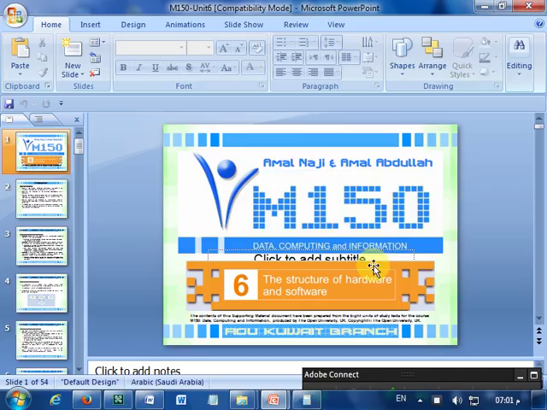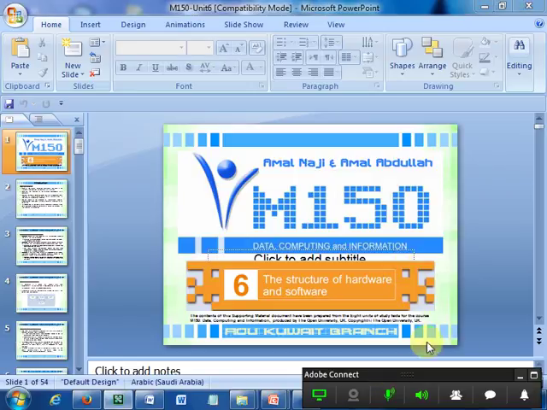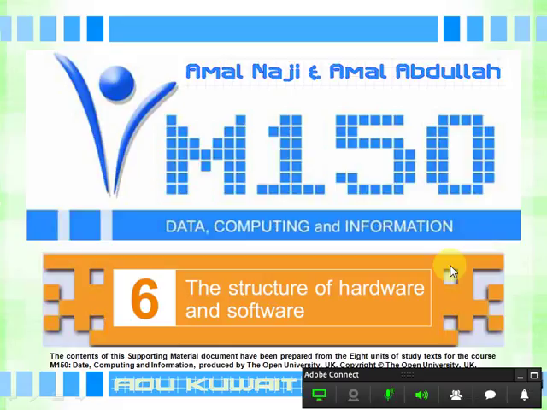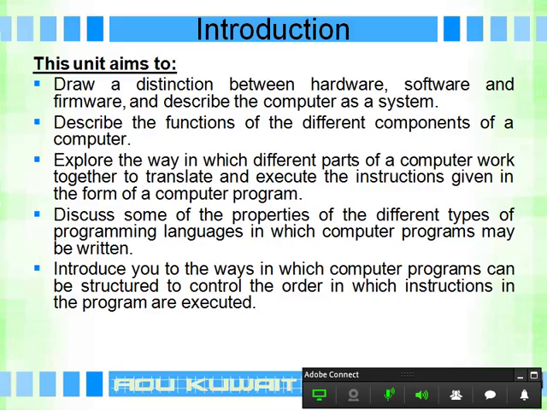So we'll take unit number 6, because 4 and 5 we don't have in the course. Okay, so we'll continue with unit number 6 here. This unit talks about the structure of hardware and the software. So here we are going to talk about the hardware of the computer and the software.